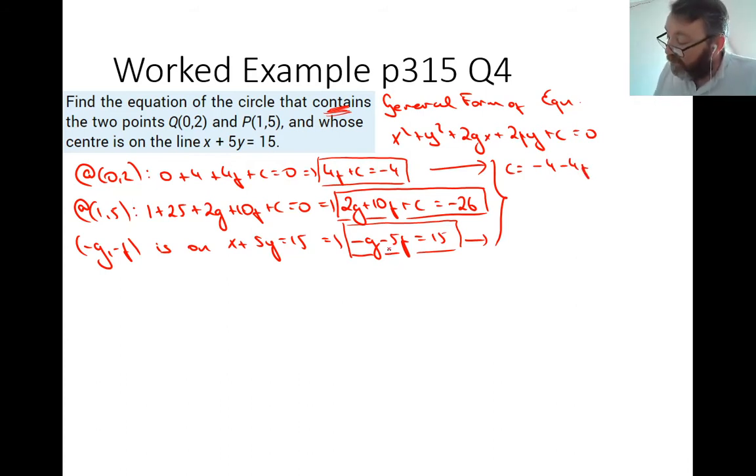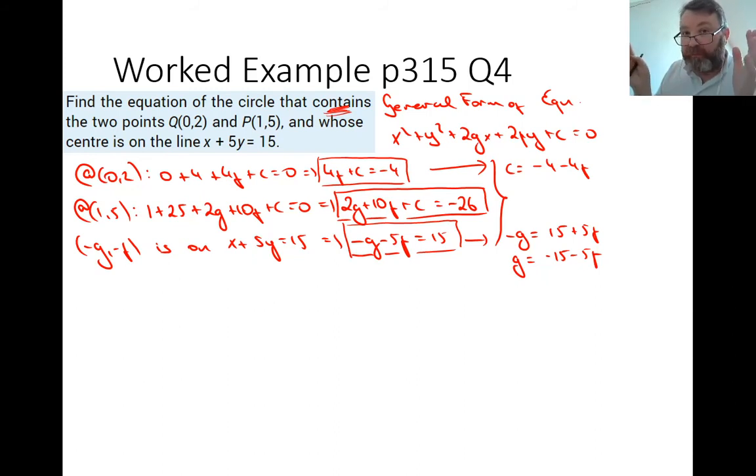Now this one here is going to give me g in terms of f, which means minus g is equal to 15 plus 5f. And that means that g is equal to minus 15 minus 5f. So now what do I have? If f is the link between all 3 equations, then f has to be your focus. So you have to find out what everything else is in terms of f. So c in terms of f is minus 4 minus 4f from this equation. g in terms of f is equal to minus 15 minus 5f.